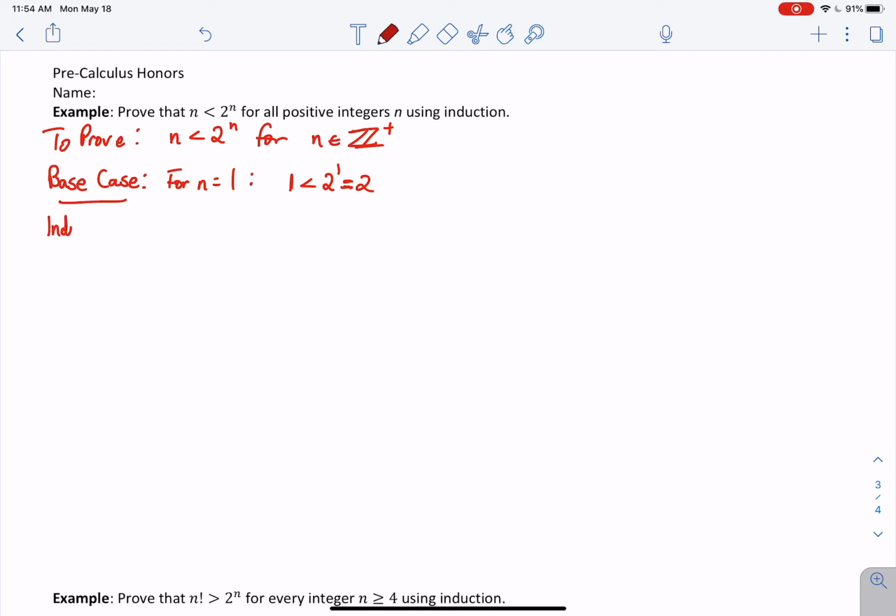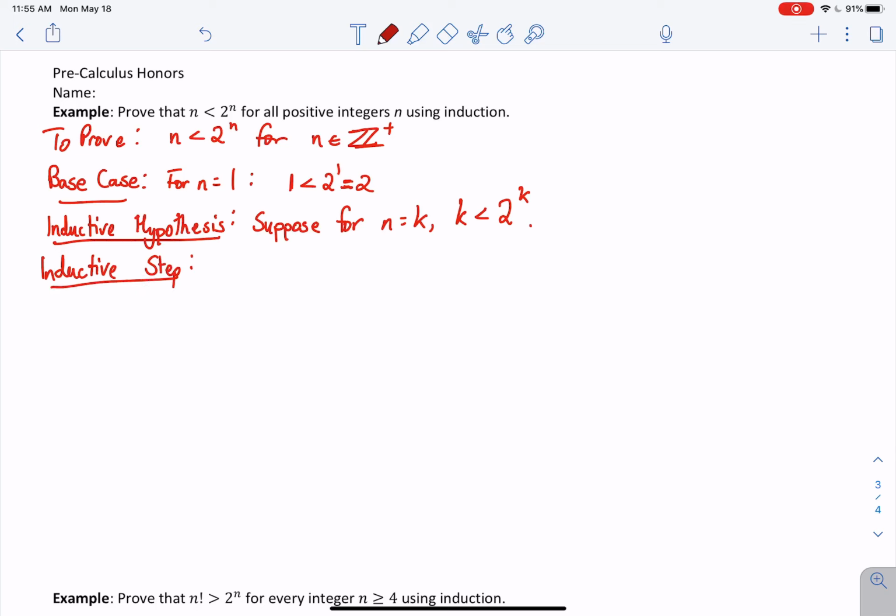So then we go to our inductive hypothesis. We're going to have to suppose something. So we're going to say, supposing we have n equals k, then we're going to say that k is less than 2 to the k. And then we move on to an inductive step. Now we need to show, using that assumption, using what we supposed, that k plus 1 is less than 2 to the k plus 1.